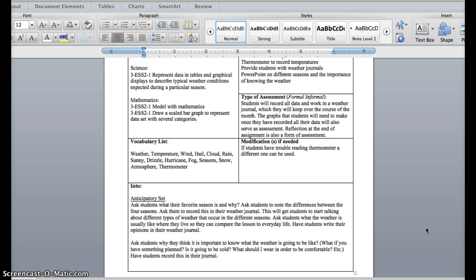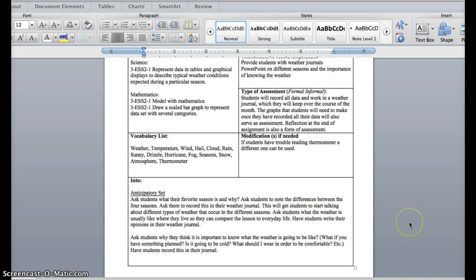So here it goes. I would start off by asking students what their favorite season is, just to get them into the lesson, get them interested, and have them note the differences between the different seasons. And again, they would record all this in their journals. And then they can talk about how the weather is like where they live, specifically what it's been like. And then they would start talking about the importance of weather, or knowing what the weather is going to be like, and you'd hope that they'd come up with answers like, well, if you have something planned, you need to know what the weather is going to be like.